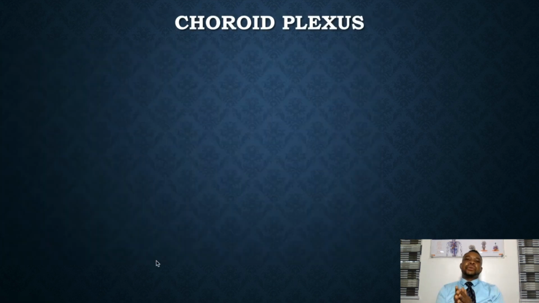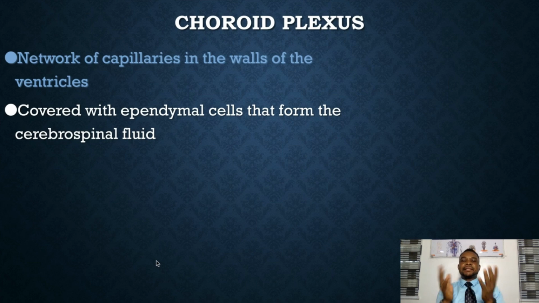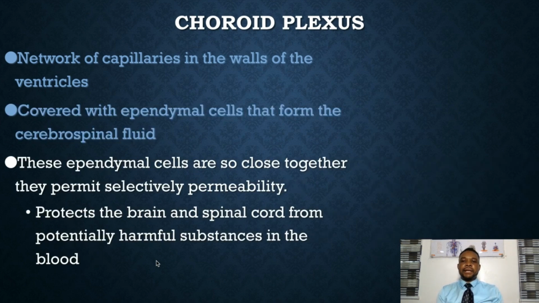Now, within the ventricles lies what we call the choroid plexus. This is where the ependymal cells are found. The network of capillaries in the walls of the ventricles is called the choroid plexus. The ependymal cells are part of a connective tissue that helps to form cerebrospinal fluid. Their major function is to secrete the cerebrospinal fluid. This fluid helps to keep the brain intact, protect the brain, nourish the brain, and protect it from harmful substances.